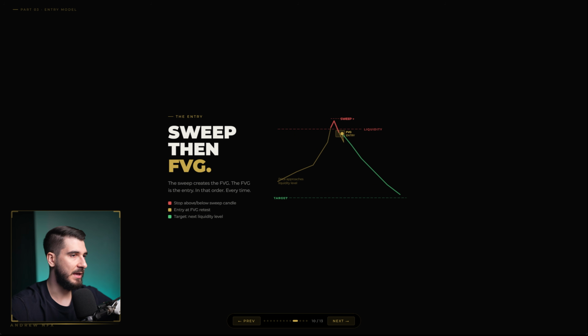This is what it looks like visually. You have your liquidity level. Price pushes through it, triggers the stops, creates a sharp candle. That candle leaves a fair value gap. Price pulls back into that gap. That is the entry. The whole sequence from sweep to entry often takes just a few minutes on NQ. You have to be ready for it.